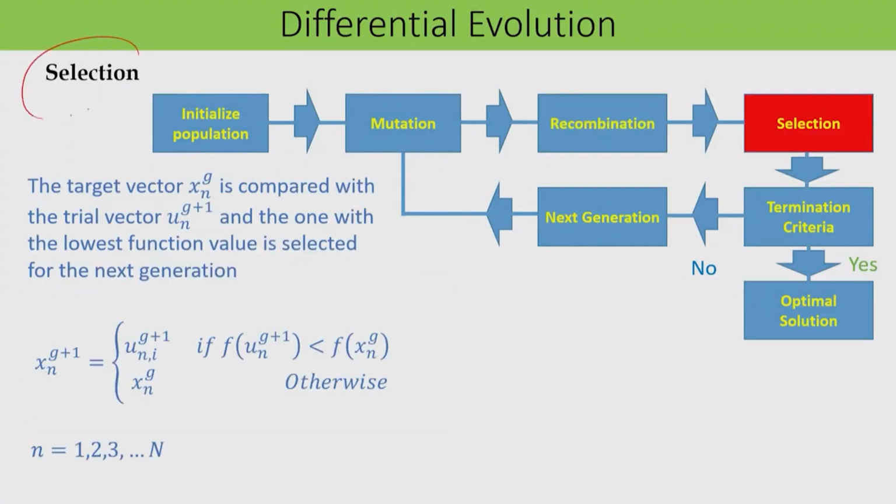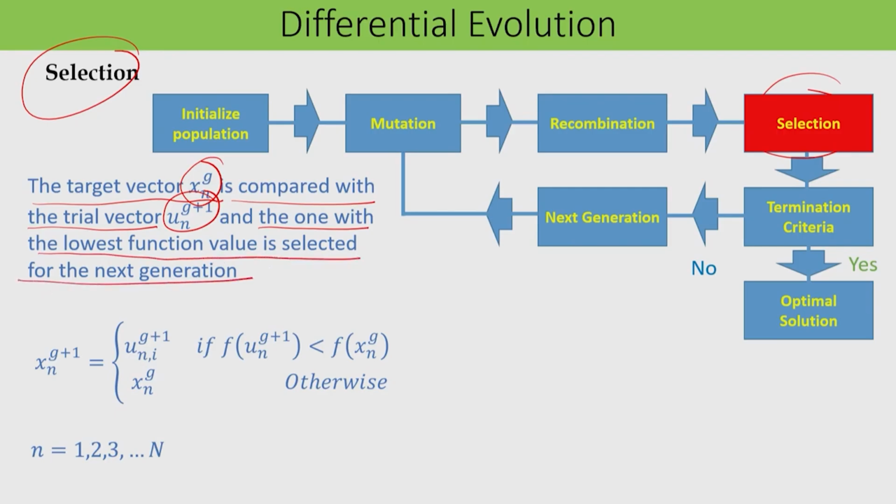The next step is selection. In this step, what we are doing? This is the target vector x i z, and for that we have actually created a trial vector. This target vector is compared with the trial vector, and the one with the lowest function value is selected for the next generation.